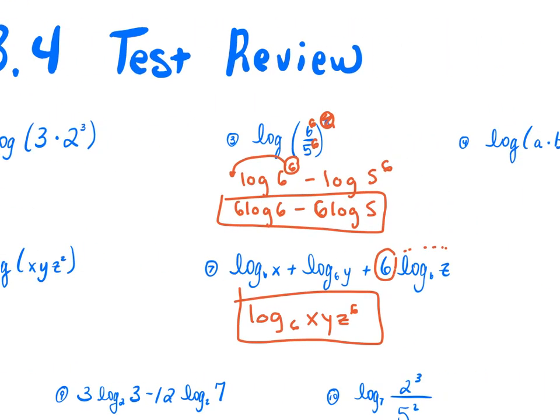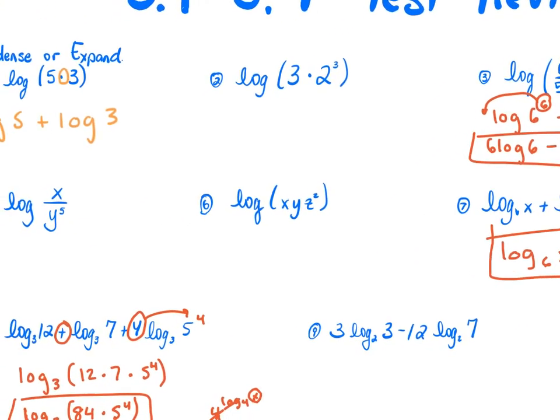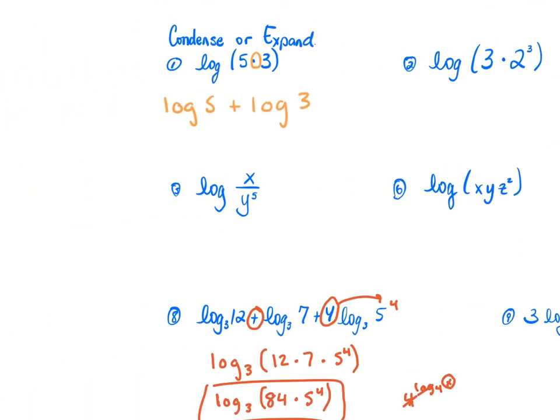All right, 3 we did in class. So let's go to 5. So are we condensing or expanding here? Expanding. So we're going to have more than one log in our answer. How would we expand this one here? You would be subtracting. Remember, division means we subtract. So this would be log of x minus log of y to the 5th power.